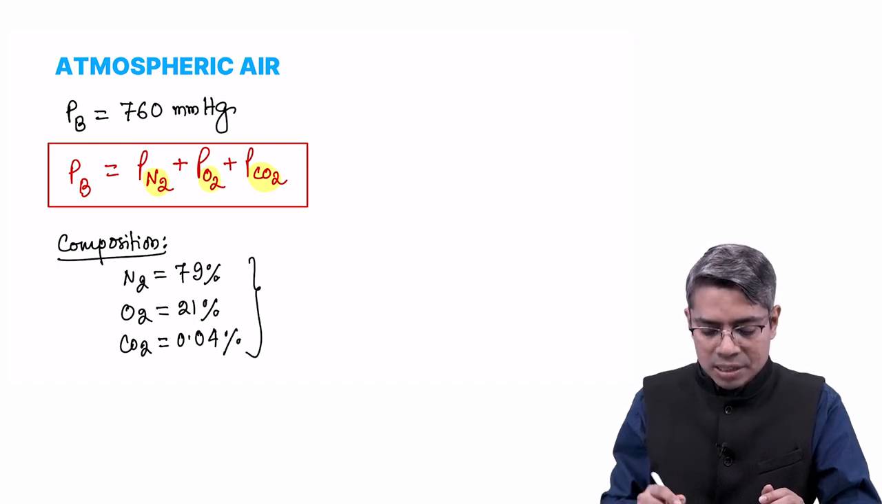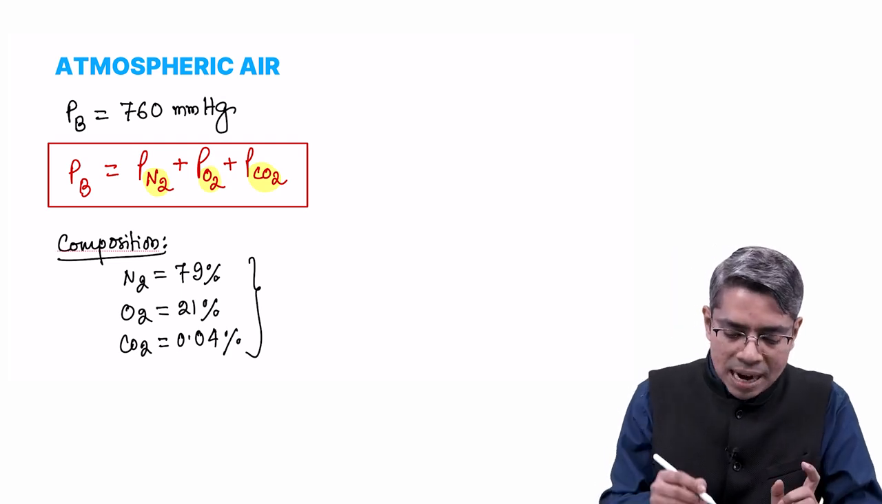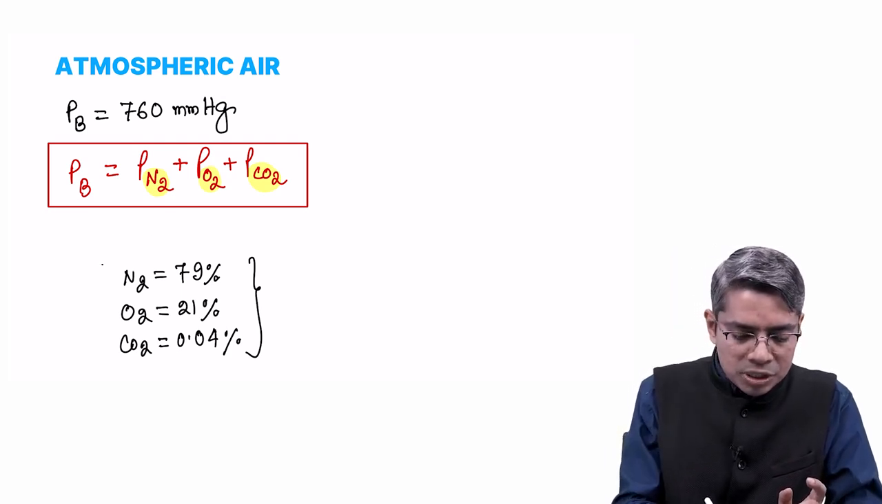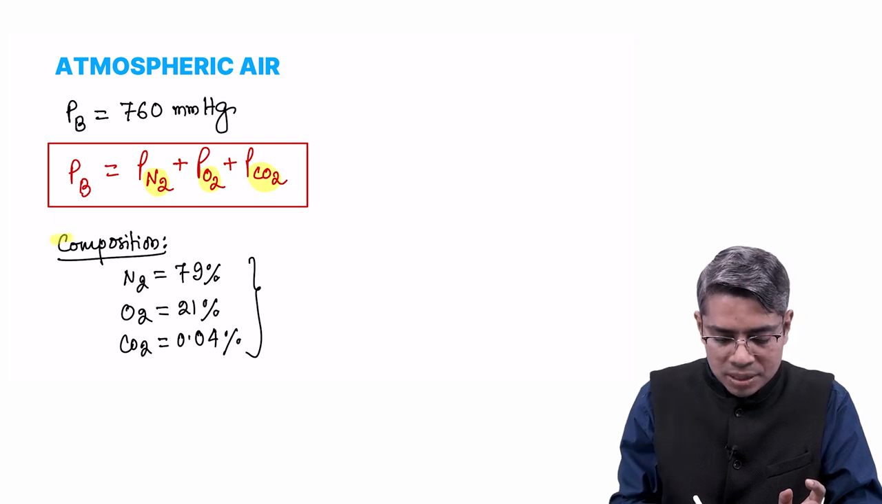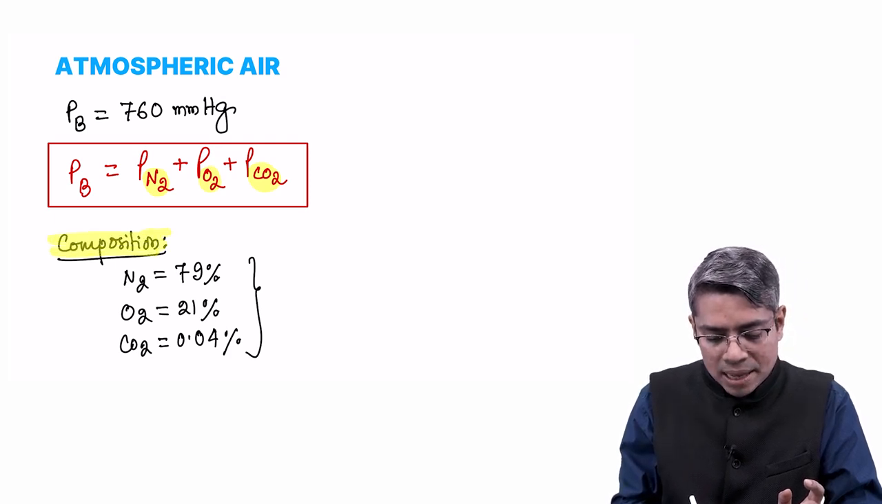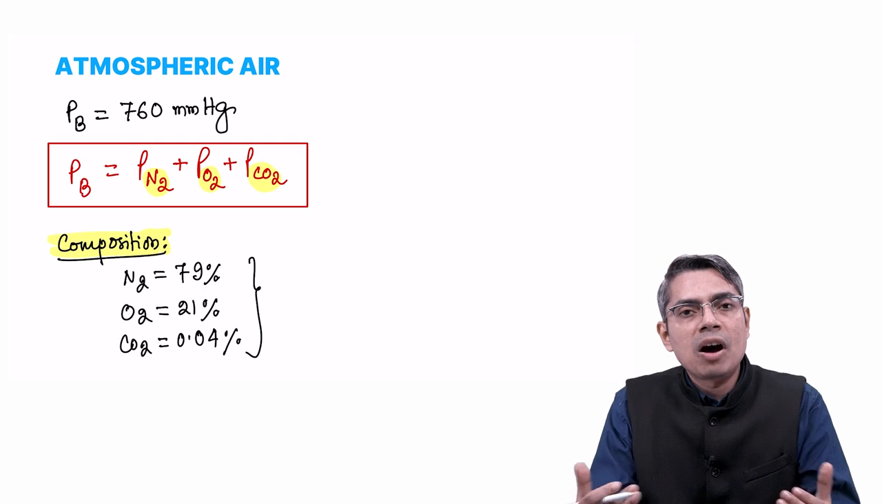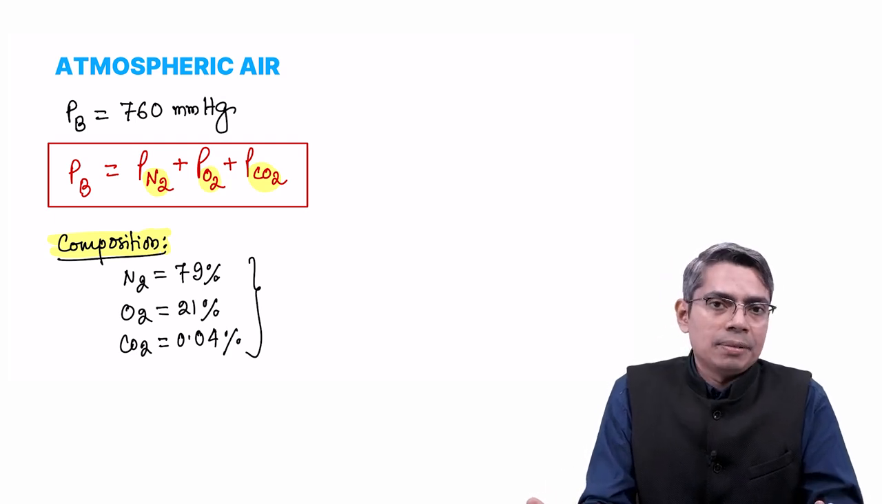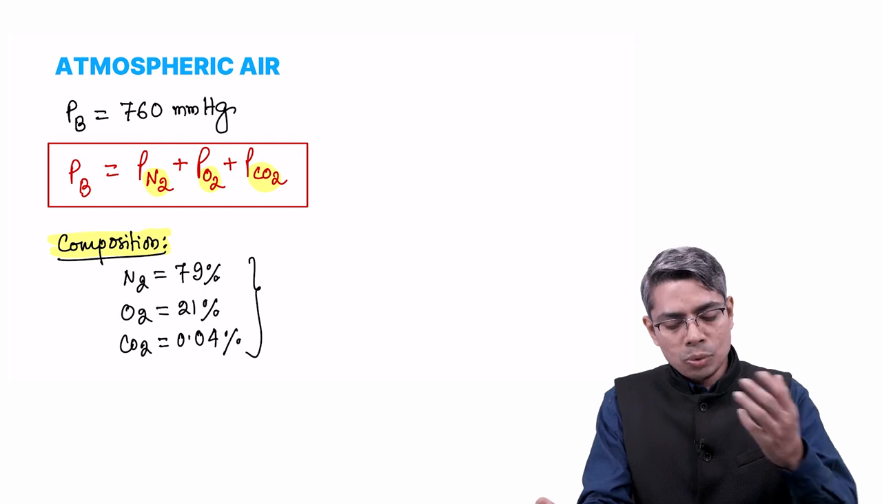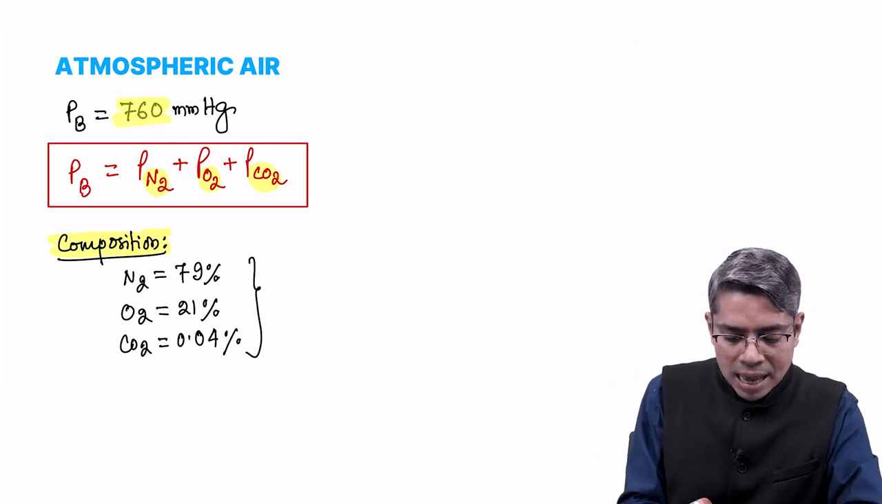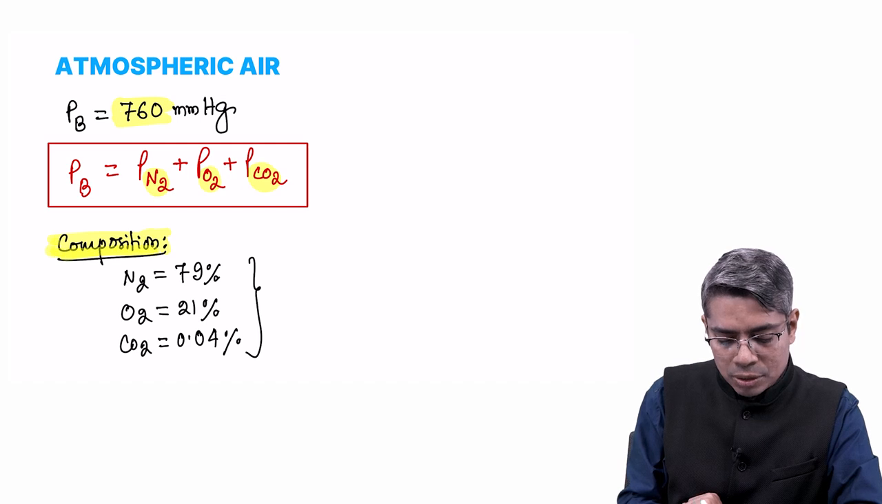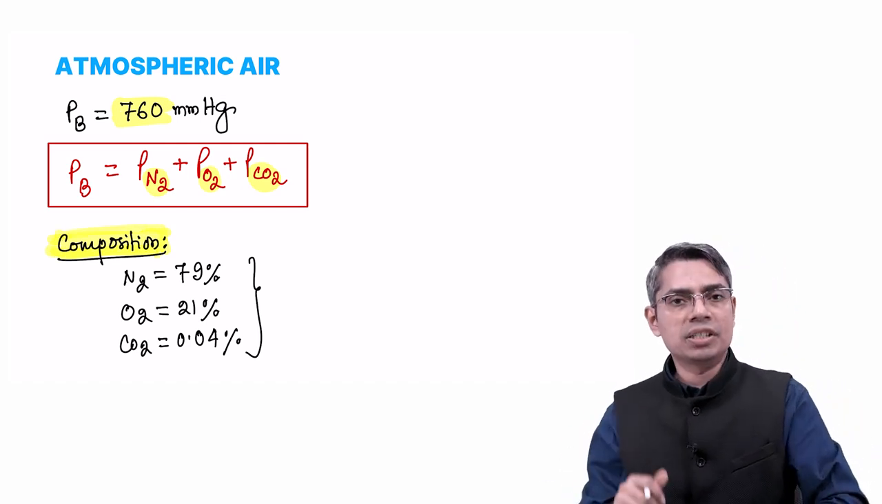So, this percentage is known as the composition of the atmospheric air. So, composition means what? Composition means the percentage of gases in the atmospheric air. If you calculate 100 ml, within that 100 ml, how much ml is nitrogen? That is 79 ml. Now, based on this total barometric pressure and this composition, we are going to calculate the partial pressure.